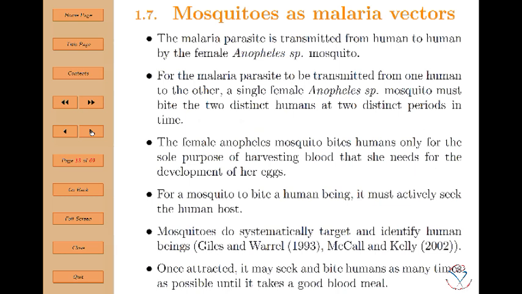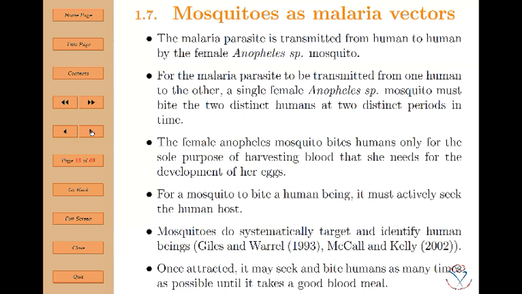The malaria parasite is transmitted from human to human by the Anopheles species mosquito. For the parasite to move from one human to another, a single mosquito must bite two humans at distinct points in time. So the mosquito must come and take the infection from the human, go and nurture it, and then transfer it to another human at a different point in time. So this single mosquito must survive these two encounters.